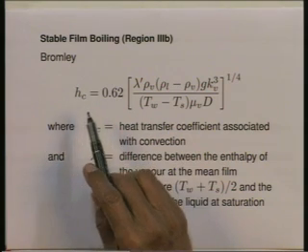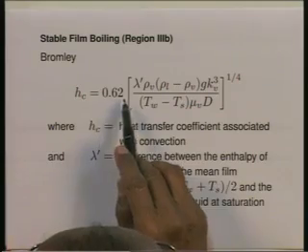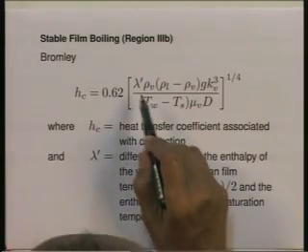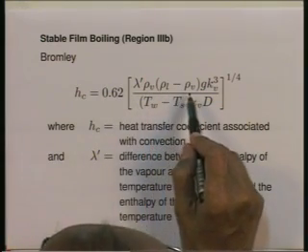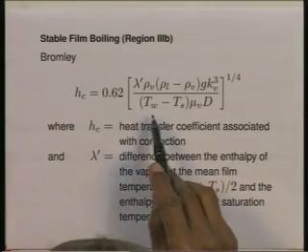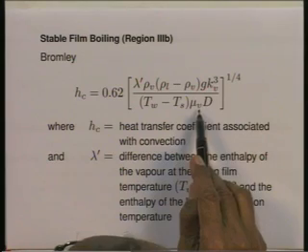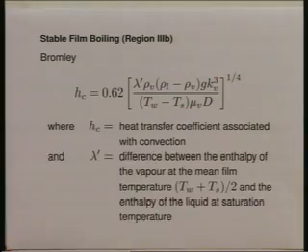The expression obtained by Bromley was h_c equal to 0.62 into bracket lambda prime rho_v into (rho_l minus rho_v) g k_v cubed divided by (T_w minus T_s) mu_v into d, the diameter of the tube, the whole thing to the power of 1/4. You will see it is very similar to the expression we had in condensation, which was lambda rho squared g k cubed upon (T_s minus T_w) mu d.